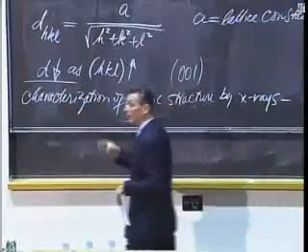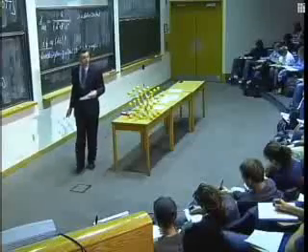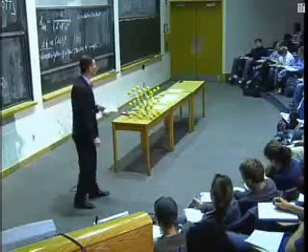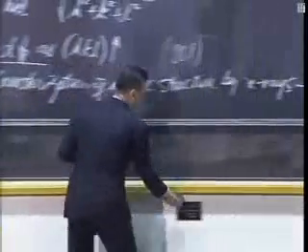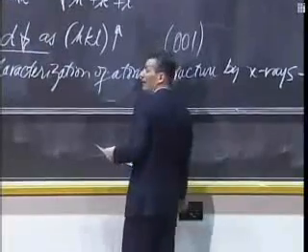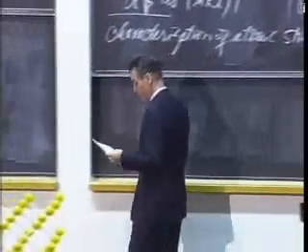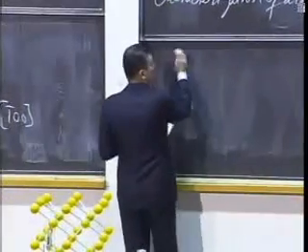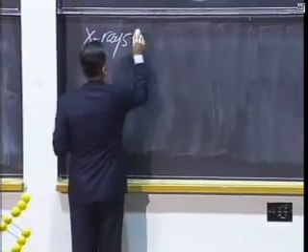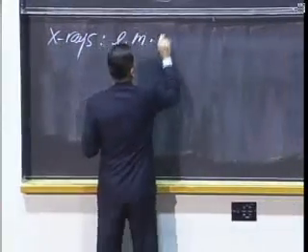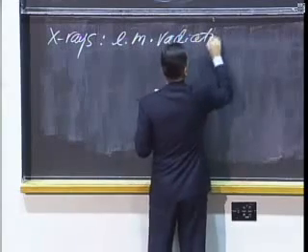So today I want to talk about the discovery of X-rays and the underlying physics, and the next day we're going to look at applications. So first of all, what are X-rays? X-rays are a form of electromagnetic radiation.